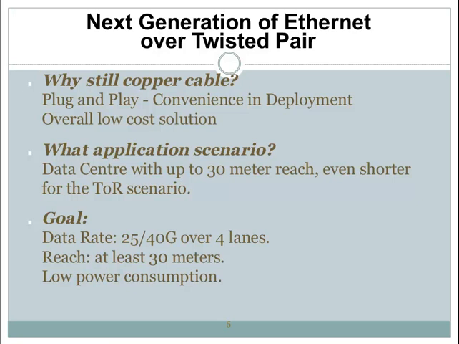The technical goal of this research is about what we can do with the data rate. It's about 40G, or the proposed 25G and 50G, over the four twisted pairs in at least 30 meters, and we always want lower power consumption.